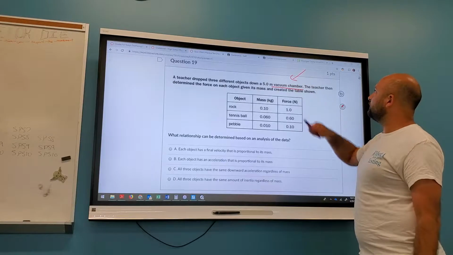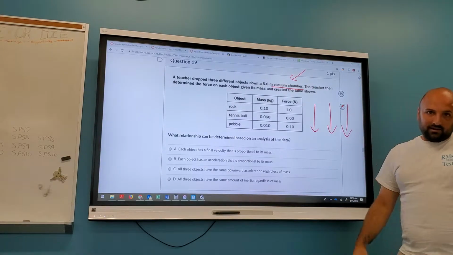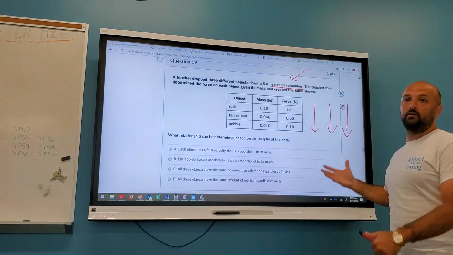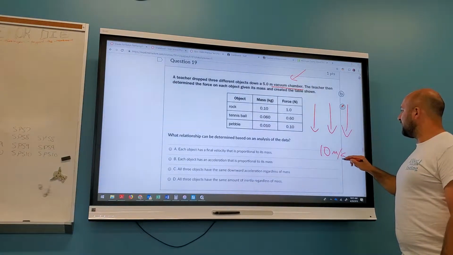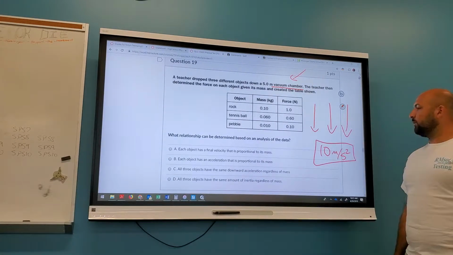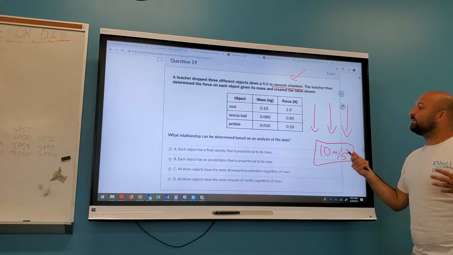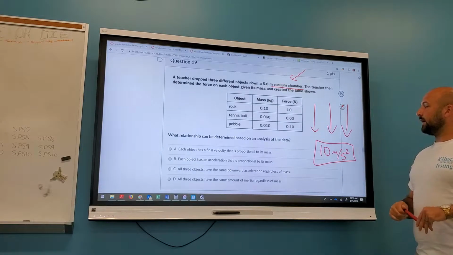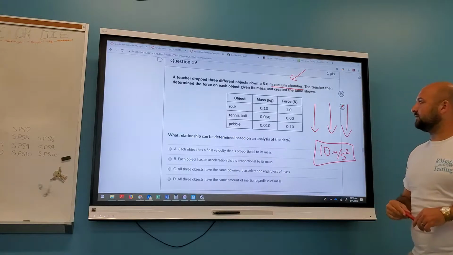So if you have no air resistance, you know that all of these objects are going to fall at the same time, right? And they're going to hit at the same time, and they're going to fall at the same rate. What rate do all objects fall? 10 meters per second, gravity. But anyways, you get gravity here. Gravity is about falling things, and gravity pulls on all things with the same amount, okay? 10 meters per second squared. So, which relationship can be determined based on the analysis of the data?